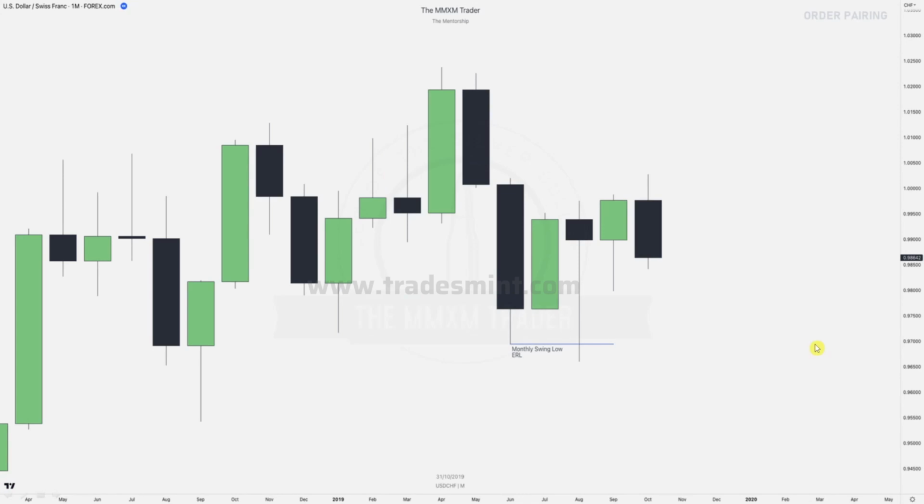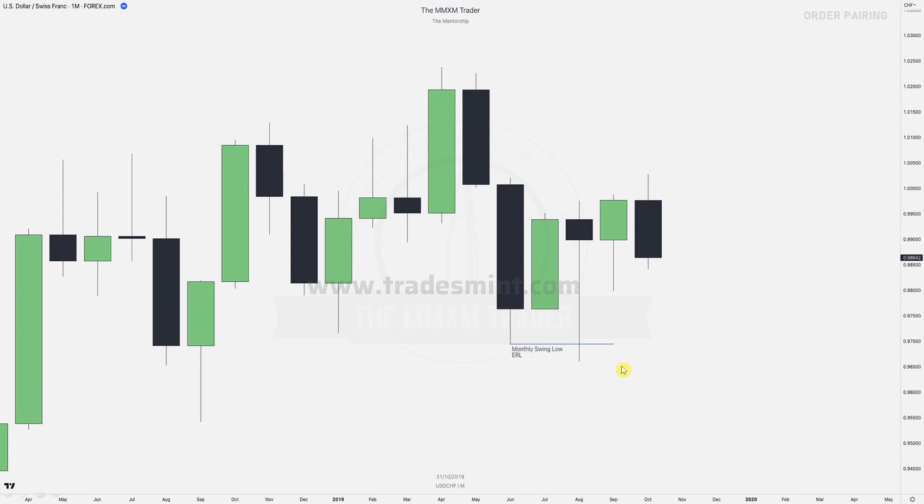So over here we have a US dollar Swiss franc monthly chart, and this is going to be an example about the monthly external range to internal range liquidity. So we've got this low down here, right? This is external range liquidity on a monthly because this is a swing low. Where does smart money accumulate their long orders? Below old lows, right? So this external range, we can see this external range liquidity raided inside over here. So we have order pairing down here.